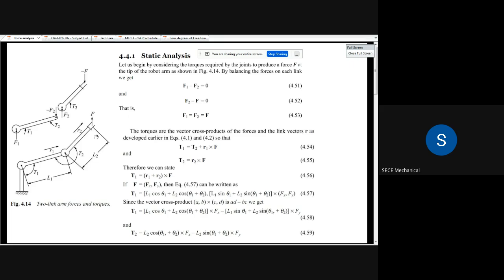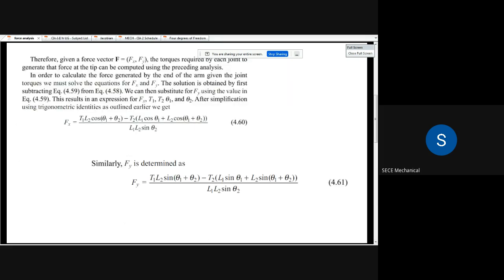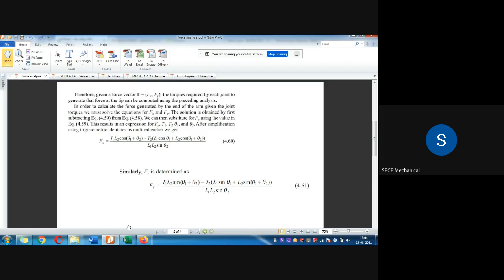So these two relations are equations 4.58 and 4.59. We are solving these two relations using trigonometric functions, that is a minus b, b minus c, solving these trigonometric relations. At last, to calculate the value of Fx, the final result will be T1 L2 cos theta 1 plus theta 2, and similarly T2 L1 cos theta 1 plus L2 cos theta 2 of cos theta 1 plus theta 2, divided by L1 L2 sin theta 2. So this is the respective value of Fx and this is the respective value of Fy, right? And you are asked to keep remembering these two values, that is Fx and Fy, right?